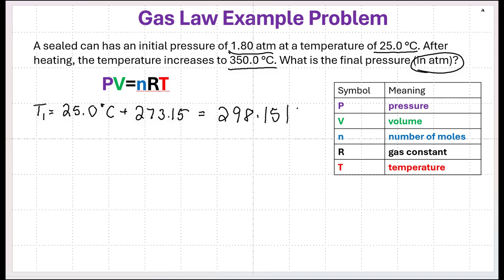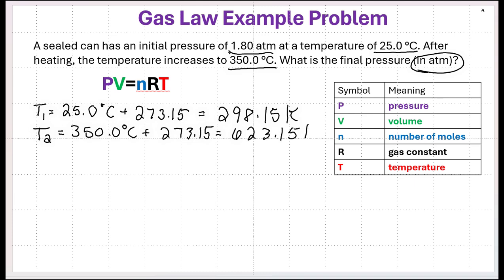and that equals 298.15 Kelvin. I'm going to do the same thing for the final temperature, T2, and that equals 350 degrees Celsius plus 273.15, and that is equal to 623.15 Kelvin. Okay, so that was a baby step dealing with temperature, because it is a must in these problems that in solving them, you always are dealing with Kelvin. Okay, we got that taken care of.